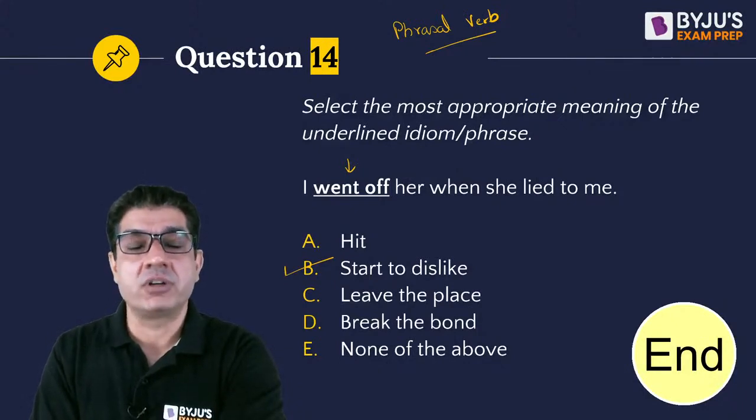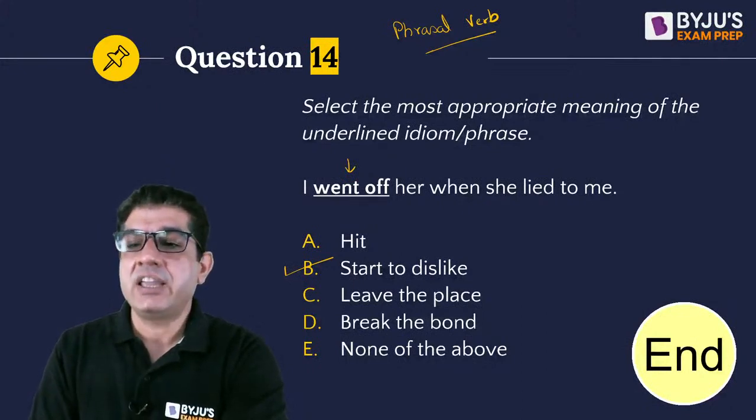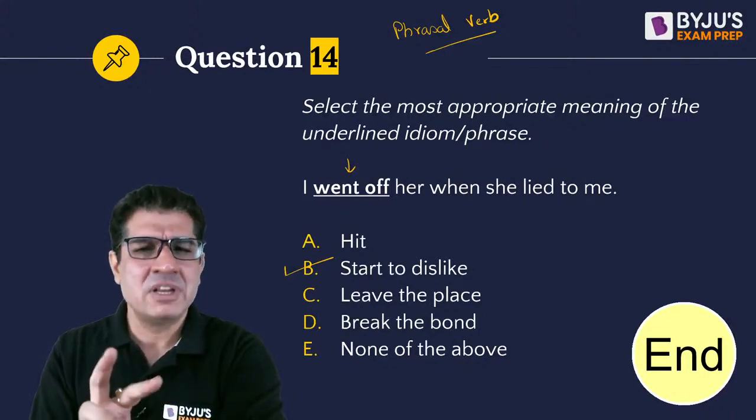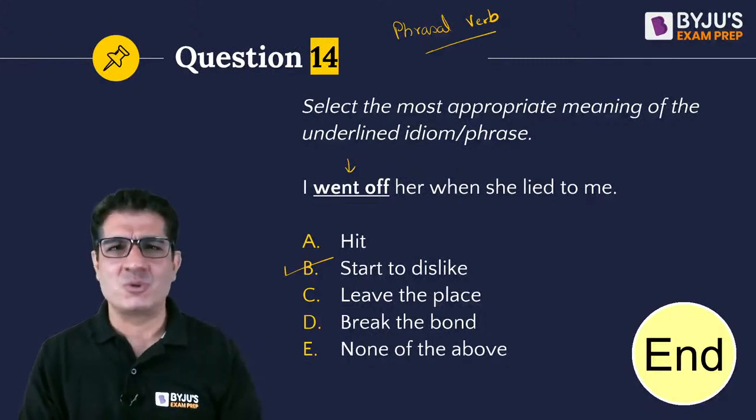So I went off burgers, stopped liking them because they led to food poisoning. I went off Puneet when he said those dreadful things about Anita. So I went off Puneet because I stopped liking him. So that's one of the ways in which we use this. There are a lot of other meanings too.